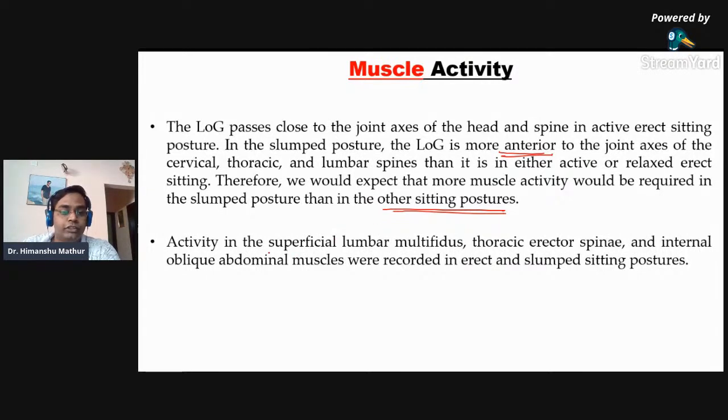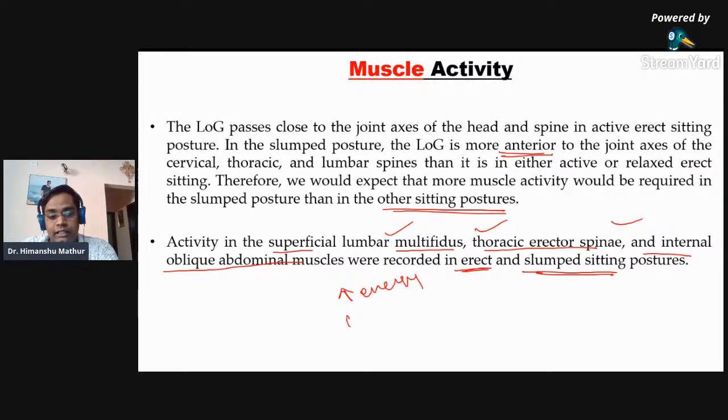Now, activity of the superficial lumbar multifidus, thoracic erector spinae, and internal oblique abdominal muscles were recorded in erect and slump sitting posture. So all these muscles are working, making it a high energy consumption posture, both active erect and slumped. Okay, so in this case, what you should do is go to a posture which is a low cost energy expenditure. So that is your relaxed erect sitting posture.